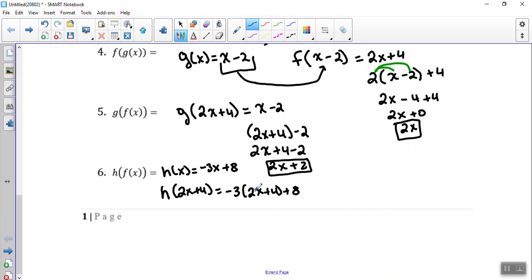And then here we just need to clean this up. We need to distribute. Negative 3 times 2 is negative 6x. Negative 3 times 4 is negative 12 plus 8. So this is negative 6x minus 4. That's my answer.